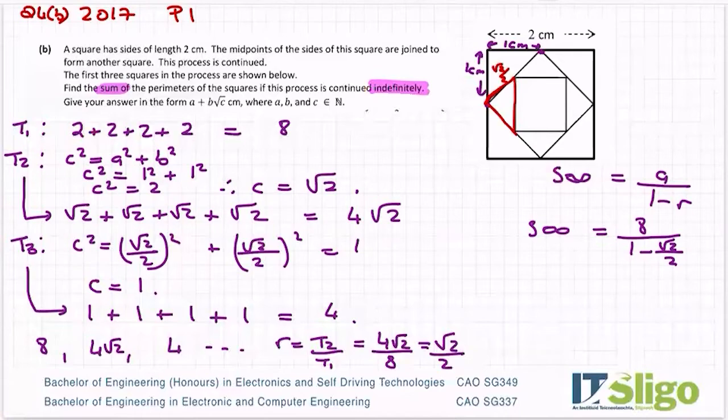Okay. Not as straightforward as I first thought. I just want to make sure that you get that error. Just bear with me now for a second. 16 plus 8 root 2. No, if you put it into your calculator, it does actually reduce down. Okay, so 16 plus 8 root 2 is what you get for the sum to infinity.